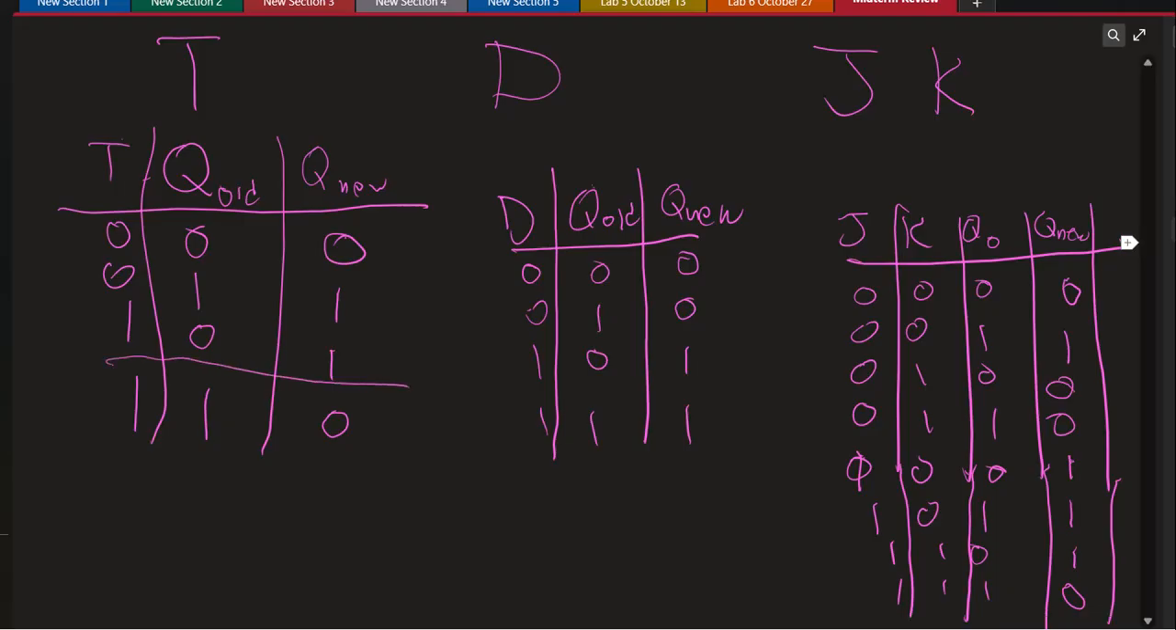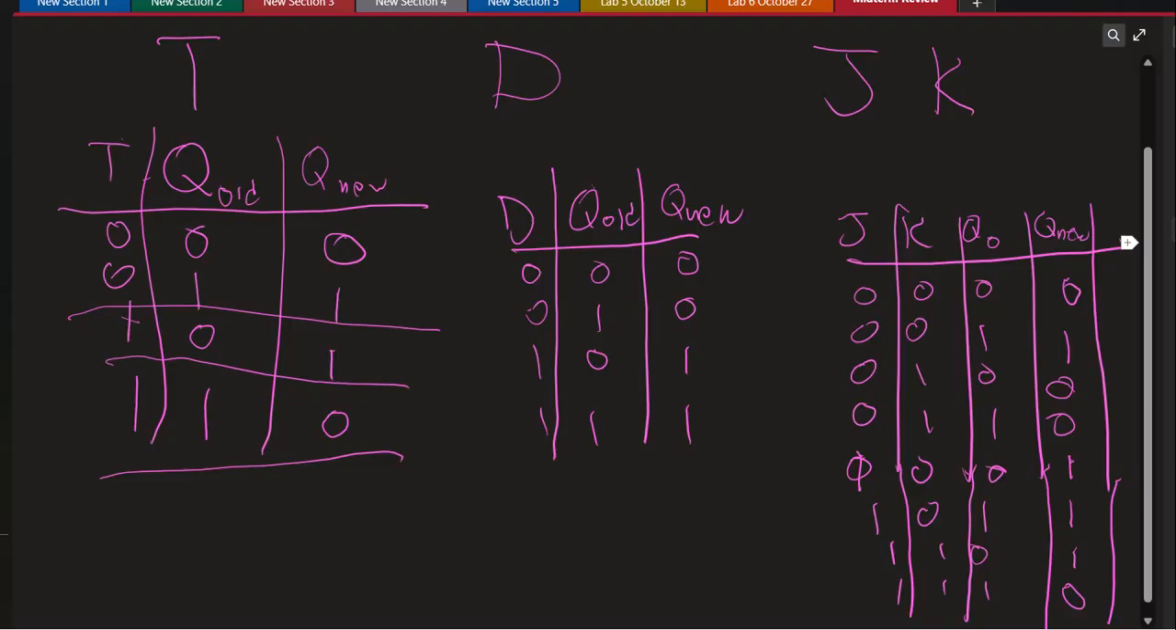Toggle means it's the opposite of whatever it was before. So if Q before was 0 and T is 1, it becomes 1. If Q was 1 and T is 1, it becomes 0.